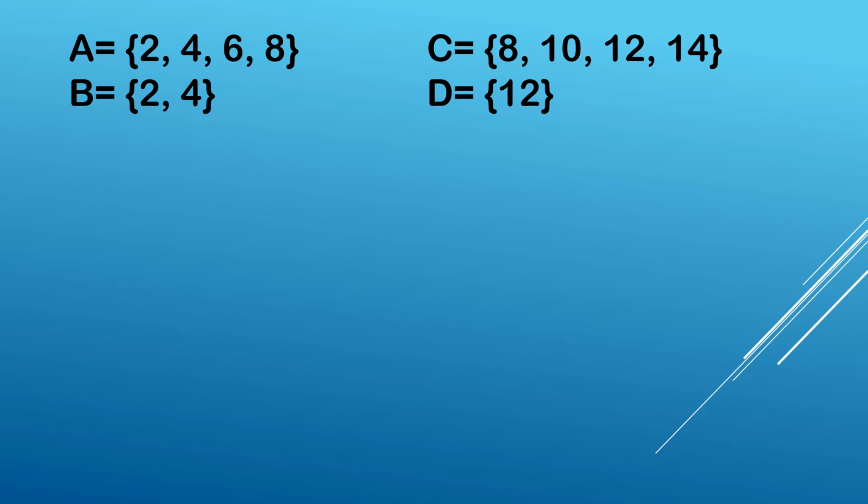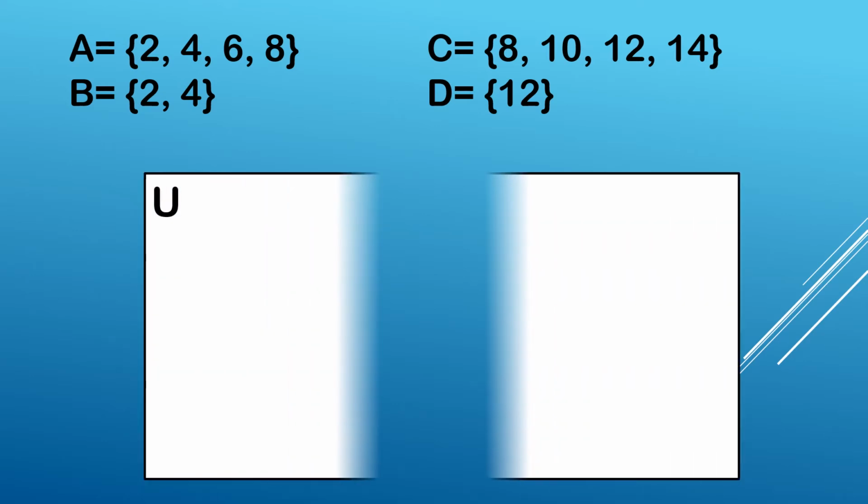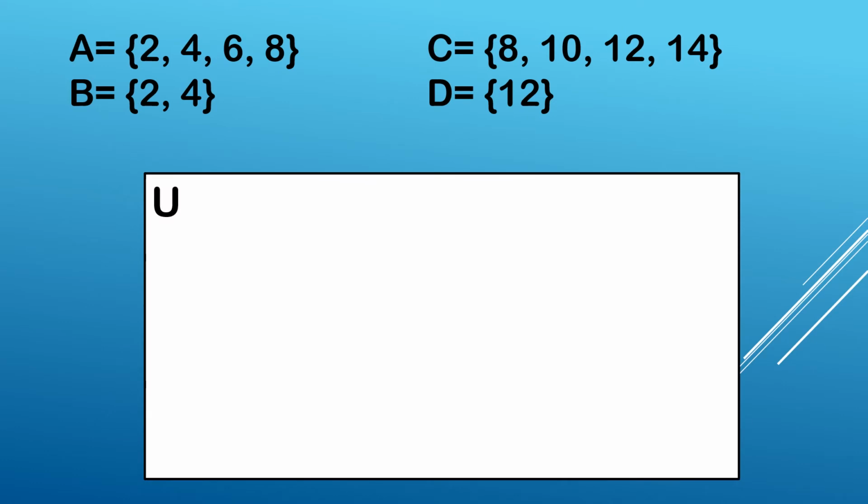What about this? So we have here another example. Set A consists of elements 2, 4, 6, 8. Set B, 2, 4. Set C, 8, 10, 12, 14. And set D, we have 12. So we are going to draw the Venn diagram. So we have here our universal set. So how are we going to draw the subset?